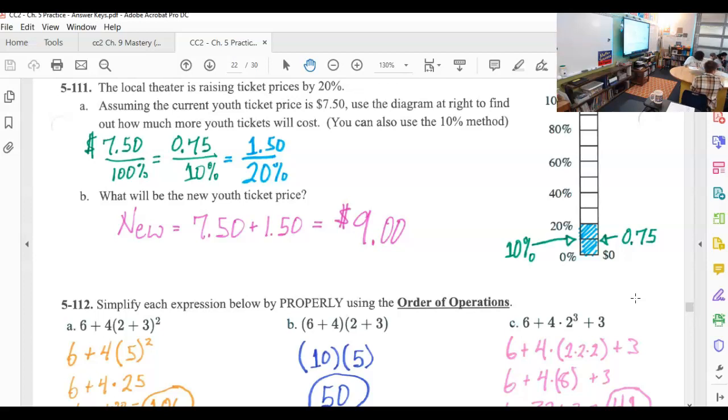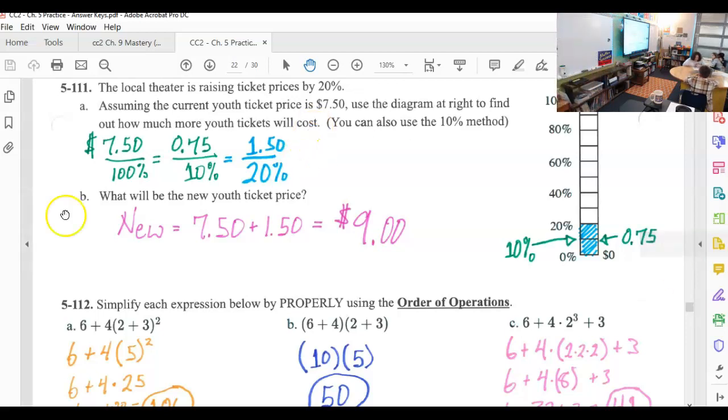So if we're going to increase by 20%, we can first figure out what the 20% is and then add it. Or you could have done a different way and actually just multiplied the old price by 1.2, because 1.2 would be 120%. You're going to go up by 20%. You're now going to be at 120%. So there's different ways that you could have done that one.